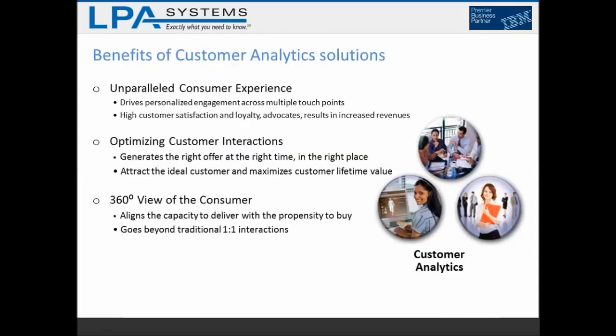So to summarize, what's the benefit of a customer analytics solution? We were talking about acquiring customers, growing customers, and retaining customers. We've looked at our customer from a 360-degree view. We saw how important it is to consider the sentiment and attitudinal data as well as interactive data. We need to optimize our interactions with our customers by understanding the type of customer and the segmentation, so that when we market to them, we're marketing the right product at the right place at the right time.